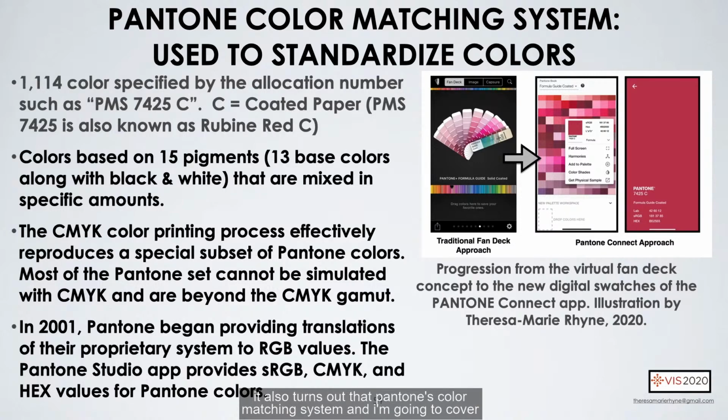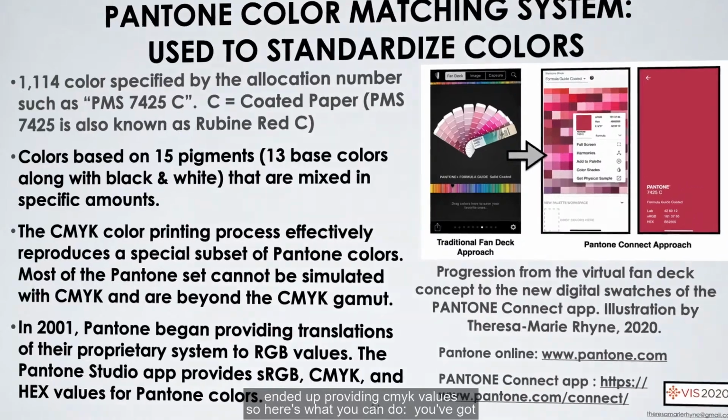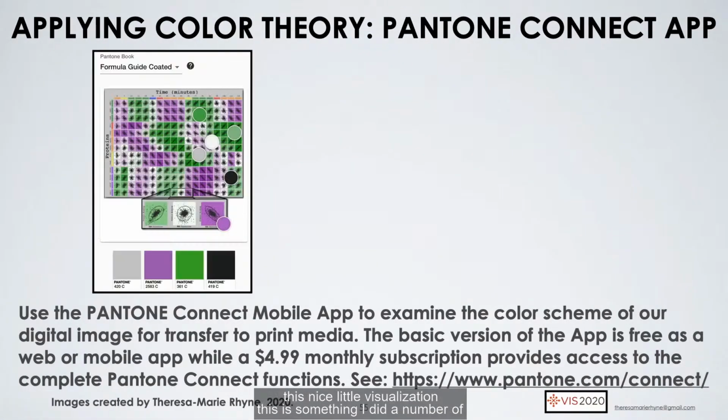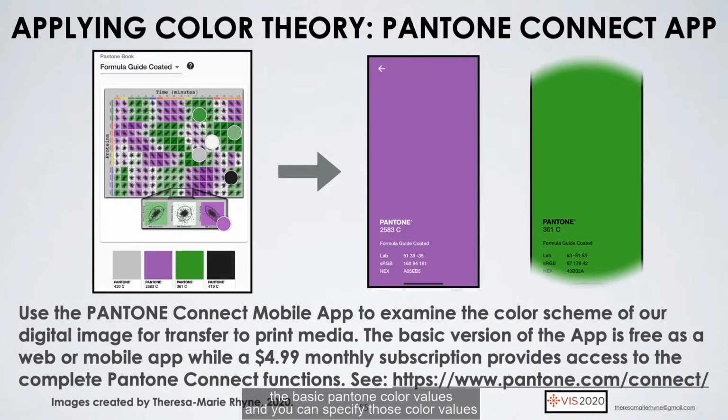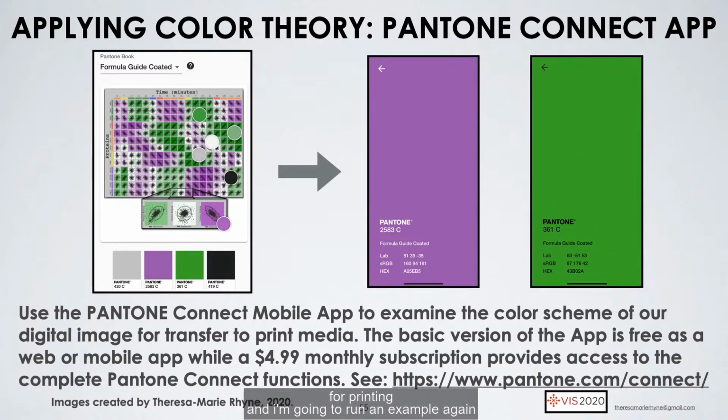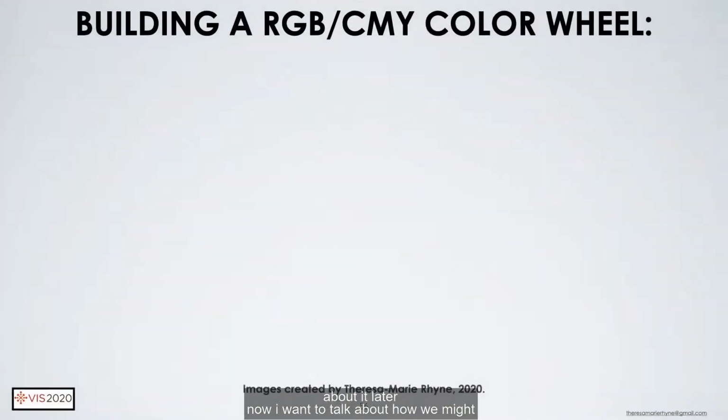It also turns out that Pantone's color matching system, and I'm going to cover that later in the second part, is a little bit beyond CMYK. The colors are a little richer. So Pantone also ended up providing CMYK values. So here's what you can do. You've got this nice little visualization. This is something I did a number of years ago with my colleagues at the University of Utah. And you want to print it maybe for a poster. You can run this through the Pantone Connect mobile app, and you can determine the basic Pantone color values, and you can specify those color values for printing. And I'm going to run an example again about it later.